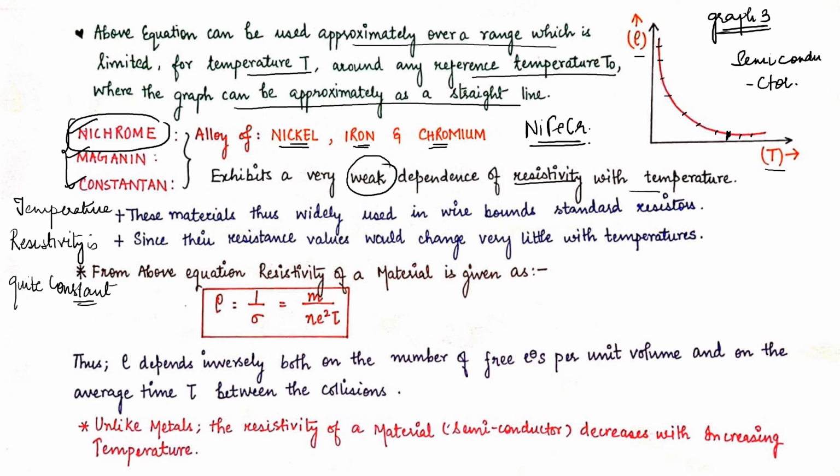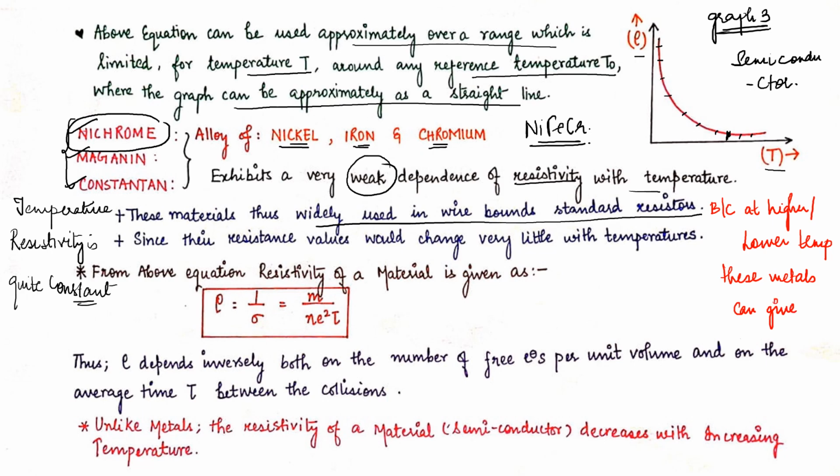Now, these materials are used in wire bound standard resistors. Materials like nichrome, manganin, constantan are not dependent upon temperature; at higher or lower temperature they can give almost similar resistance values. They are used in wire bound standard resistances. Why are they used? I'll write over here. Because at higher or lower temperature, these metals can give the same value of resistance, since their resistance values change very little with temperature.